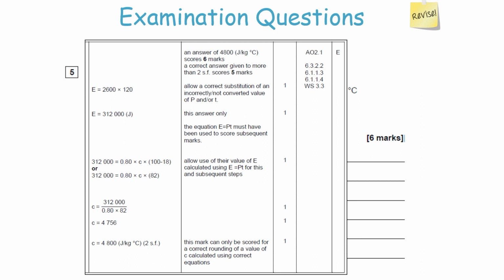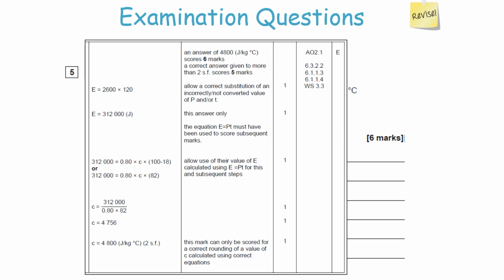So you say 312,000 is equal to 0.80, because that's the mass, times by the specific heat capacity, times by the change in temperature, which is 100 minus 18, which is 82. Now, you can see how we've worked it out in this particular mark scheme: you would write out all the values in your equations, literally substitute in the values. Then you make C the subject by rearranging. So we do 312,000 over 0.8 times by 82. Remember to have those brackets in.